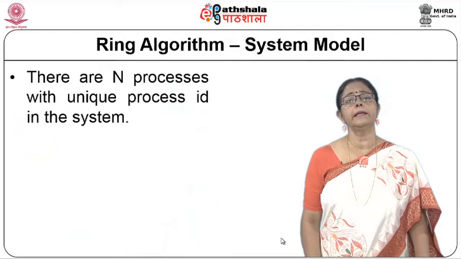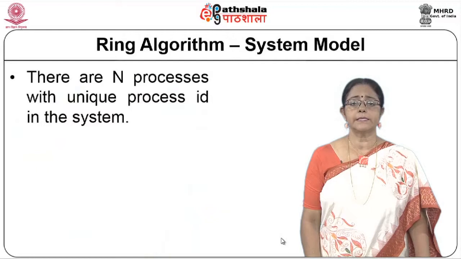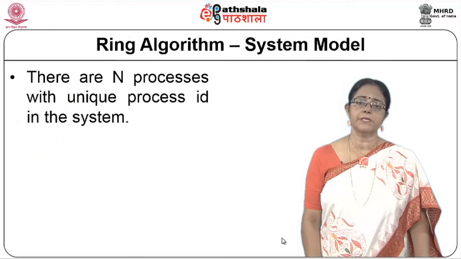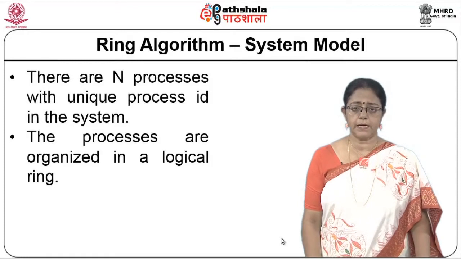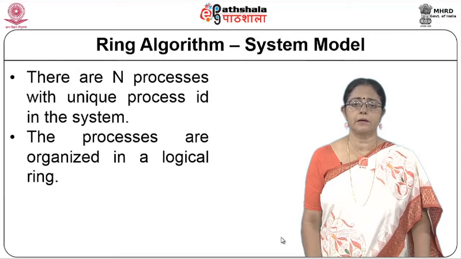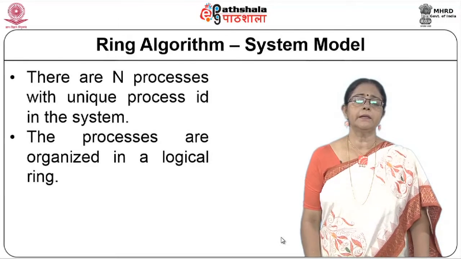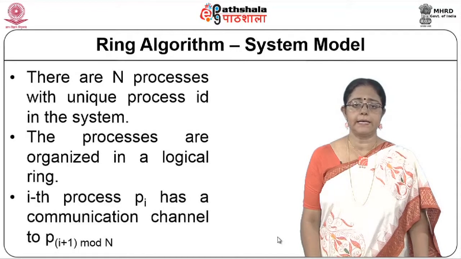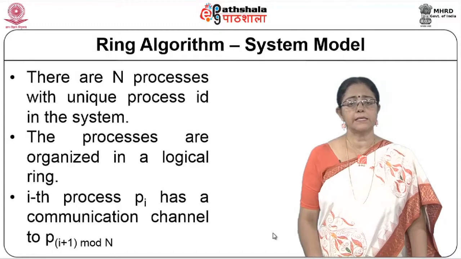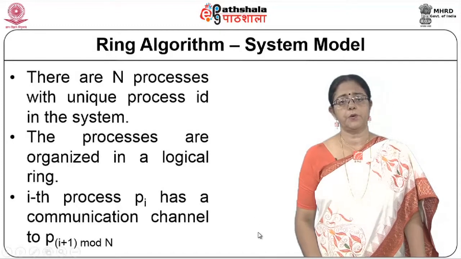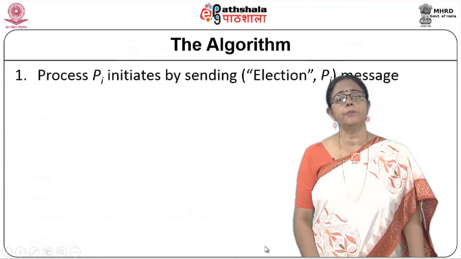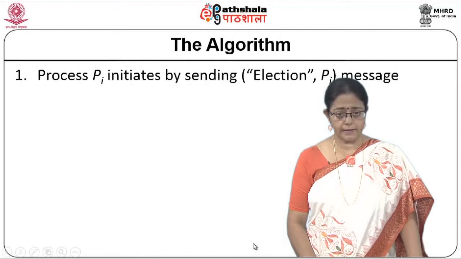So, for our ring election algorithm, what is our system model? There will be n processes, each process having a unique process ID, and the processes are organized in a ring structure. Any ith process has a communication channel to the next process, which is P (i+1) mod n. Now, we are looking at the algorithm.